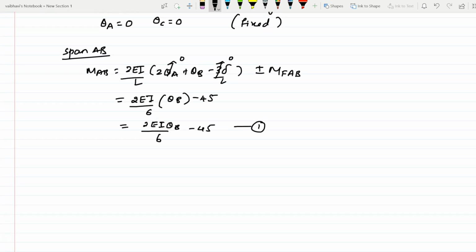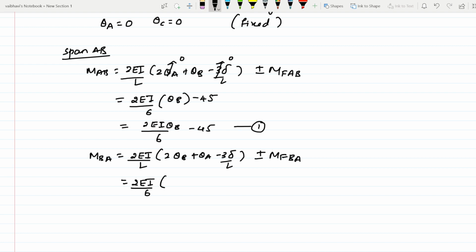Next, once we write MAB, then we can write MBA equal to 2EI by L, 2 theta B plus theta A minus 3 delta by L, plus or minus MFBA. So 2EI by 6, 2 theta B, theta A is 0, delta is 0, plus 45. So 4EI theta B by 6 plus 45, it is equation 2, MBA.